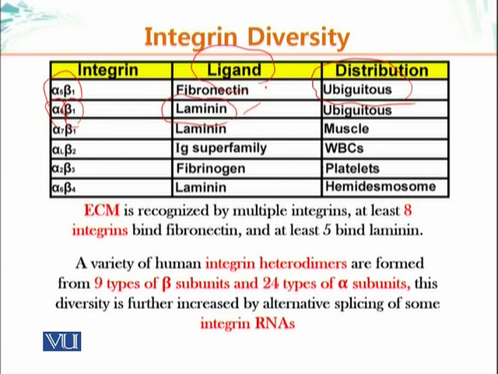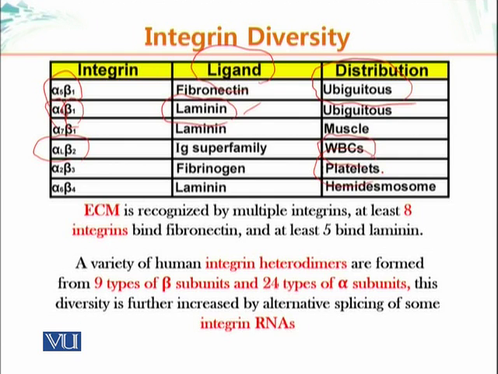Alpha L and beta 2 binds Ig superfamily. We have talked about Ig adhesion molecules which have immunoglobulin-like domains. This type of integrin molecule is found on white blood cells. We will talk about that later, but just please keep in mind that it is beta 2 and alpha L subunits that come together and form the alpha L beta 2 integrin molecule. Alpha 2 and beta 3 bind fibrinogen. It is found on platelets.